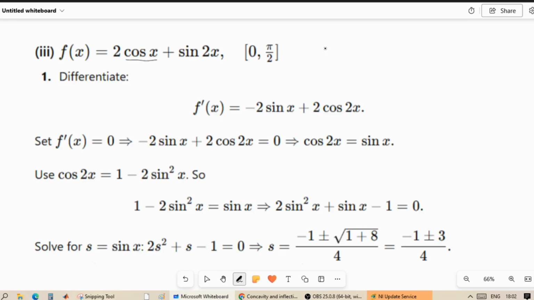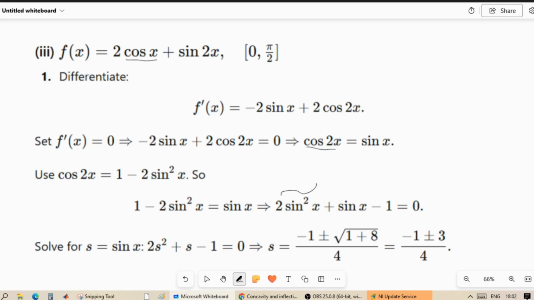Then we have to set f dash of x equal to 0. So minus 2 sin x plus 2 cos 2x equal to 0. Then cos 2x equal to sin x. And we can write cos 2x equal to 1 minus 2 sin square x. Then this becomes 1 minus 2 sin square x equal to sin x. That is 2 sin square x plus sin x minus 1 equal to 0.